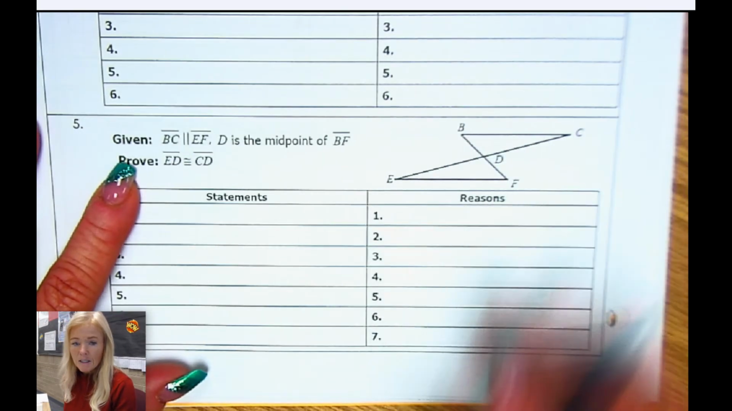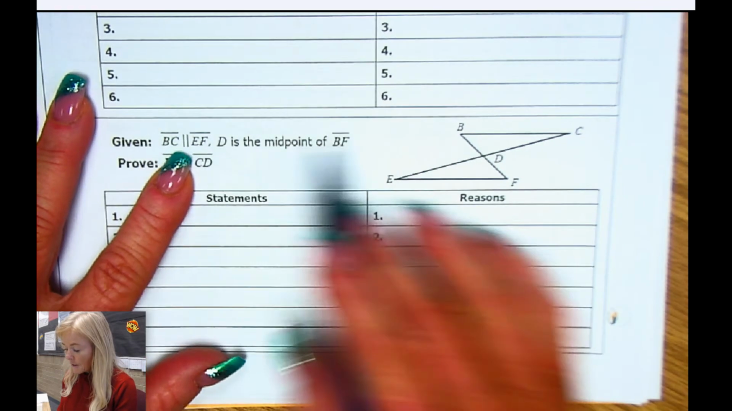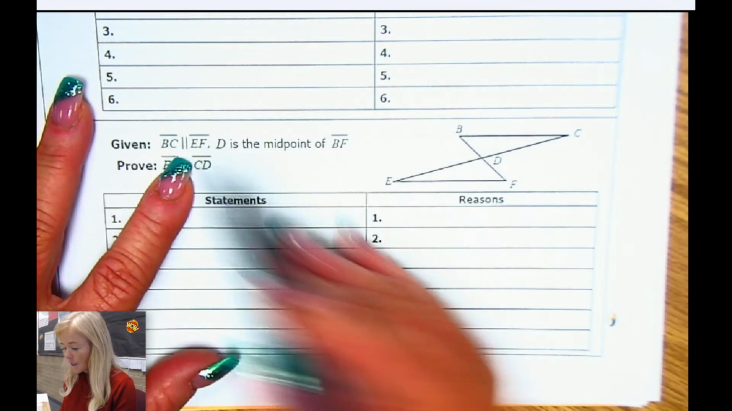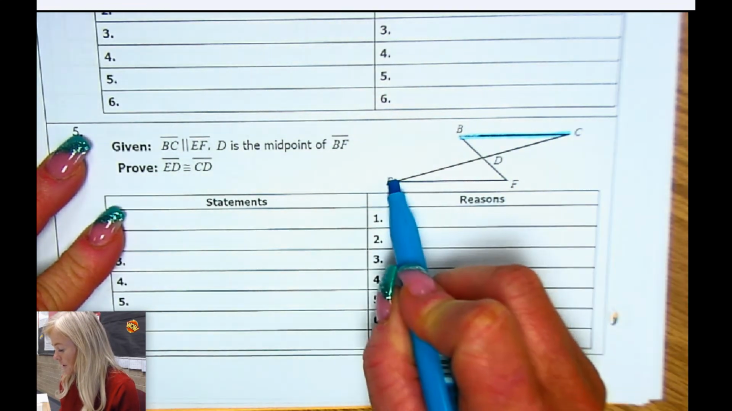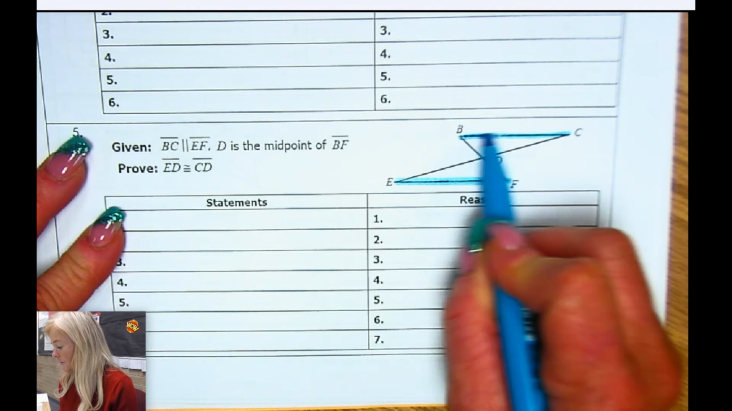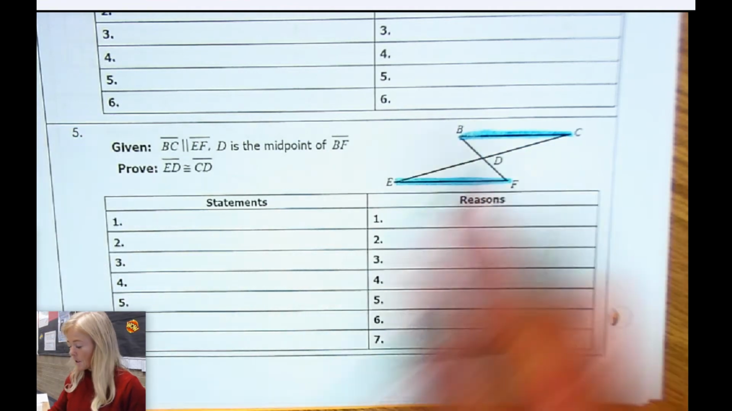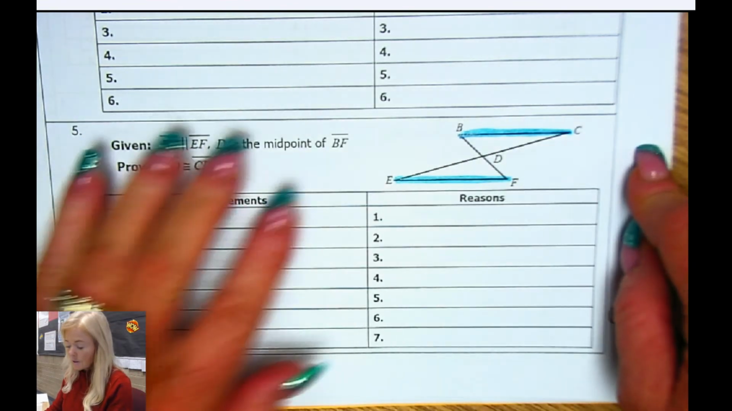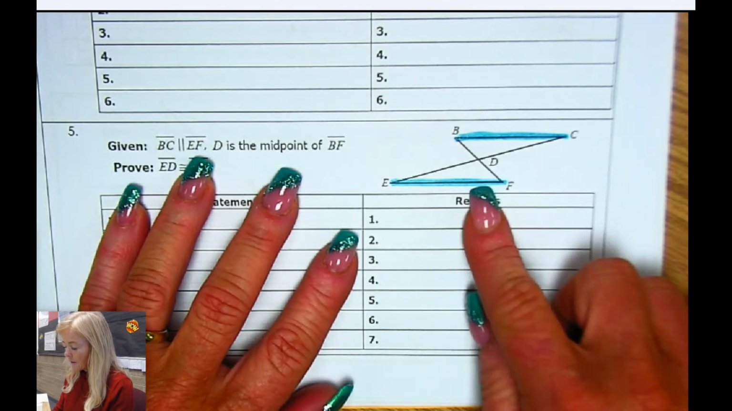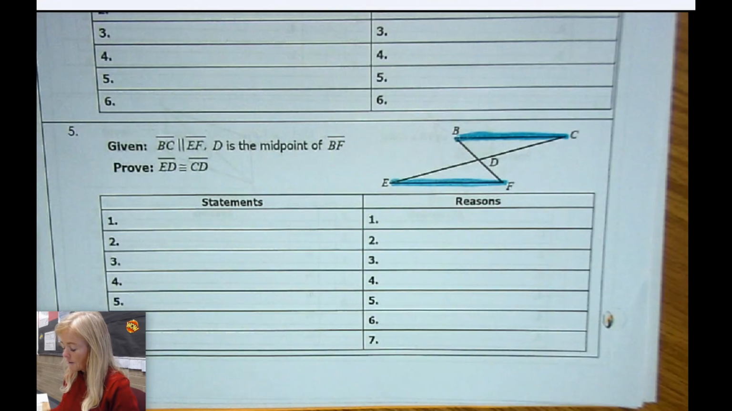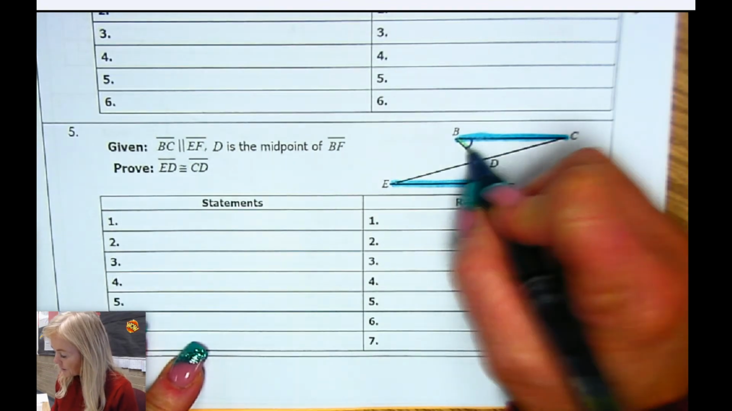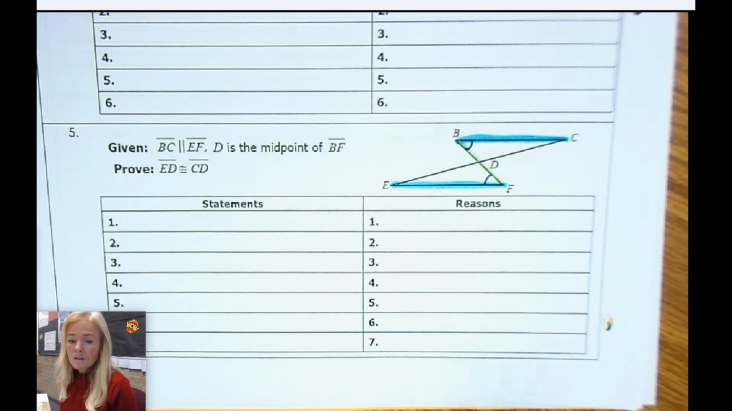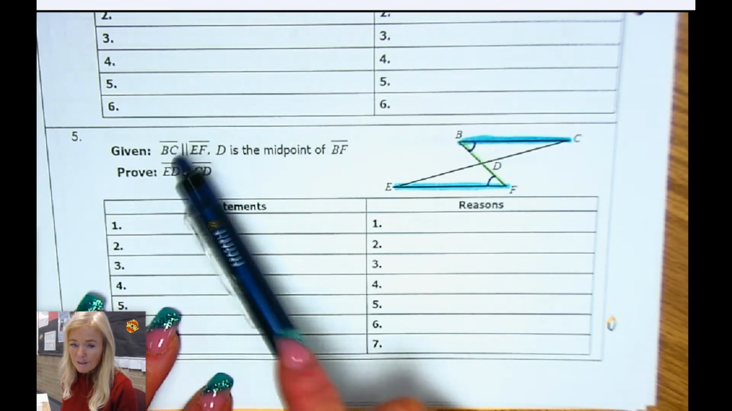Oh, you know what? I wanted to do a parallel line one. I'm going to do number 5 instead. So we have a number 5 that BC is parallel to EF. Now, I would mark that because that's important information. It gives us the scenarios that we need of those angle relationships between parallel lines and a transversal. So if BC and EF are parallel, then if I have this as a transversal, then I know alternate interior angles are congruent. So that's what we get from parallel lines.